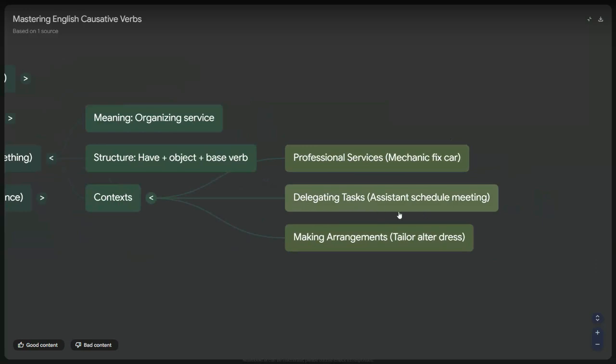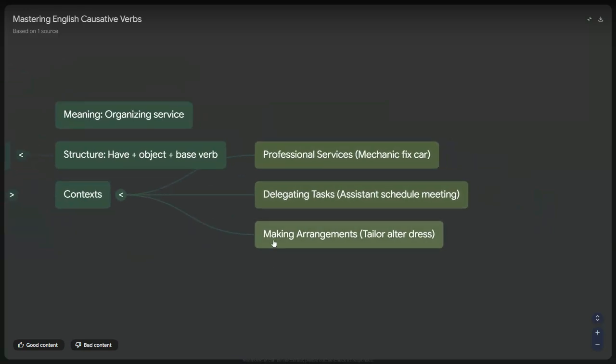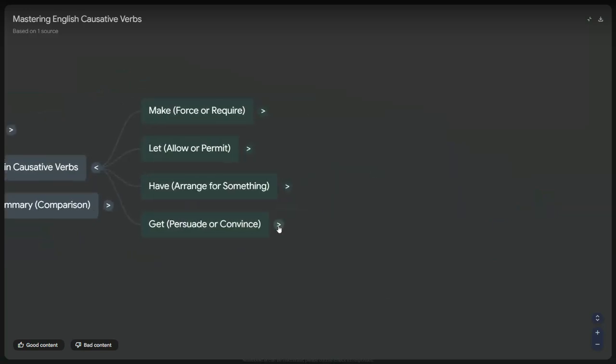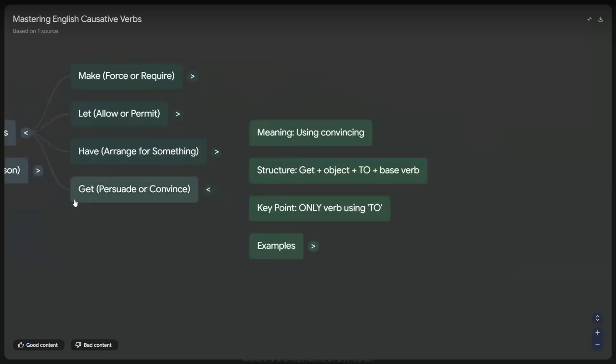Delegating tasks means an assistant schedules a meeting, or maybe my colleague is working on a project that was mine. Those can be things. And the third one is making arrangements, like a tailor altering a dress, a tutor teaching students, me after a job. Anything can be there, right? Or an admin after the session. Next one is get.